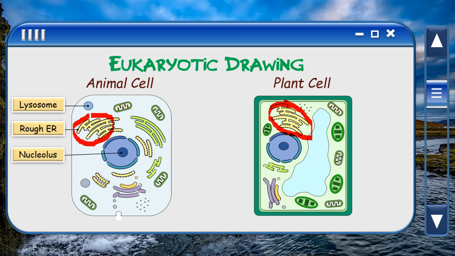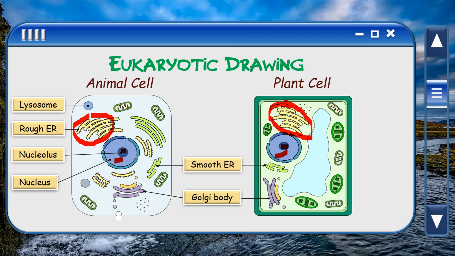Then there is the nucleolus. The nucleolus, you are seeing it here in the animal cell, and it is also here in the plant cell. We have the nucleus, this area here. It is what we are referring to as the nucleus. We have the Golgi bodies. They can be found in both the animal and the plant cells.